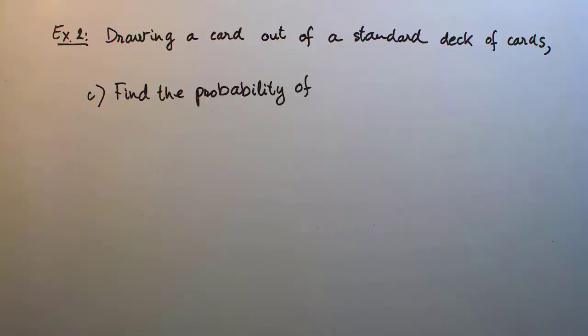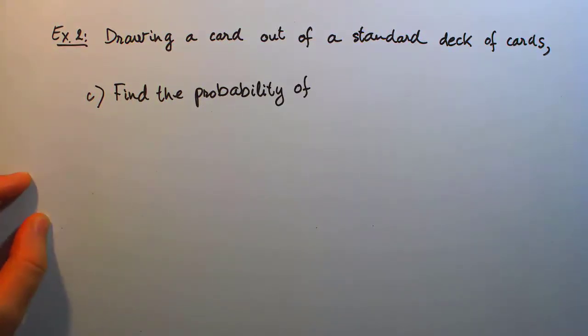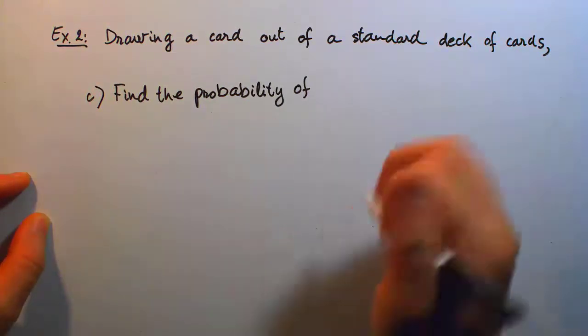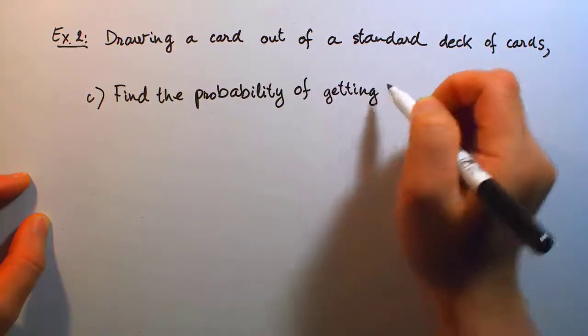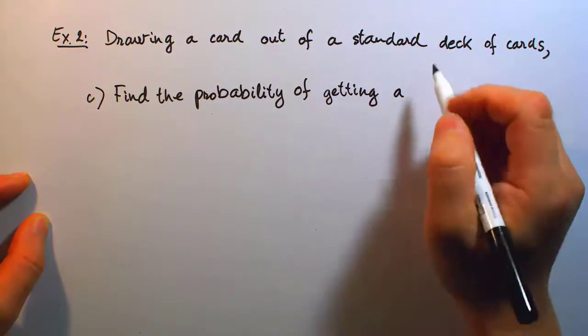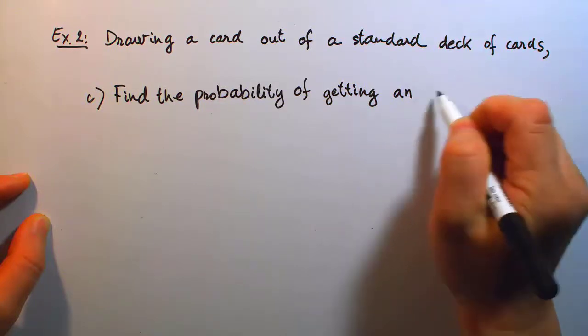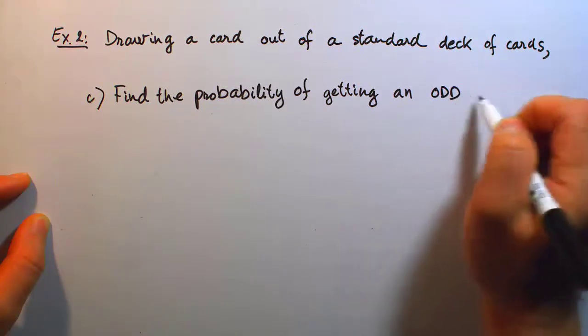So question C, just like that, I'm going to bring up another similar question using the same kind of compound event. So let's say we want to find the probability of, well, I would call getting an odd spade.